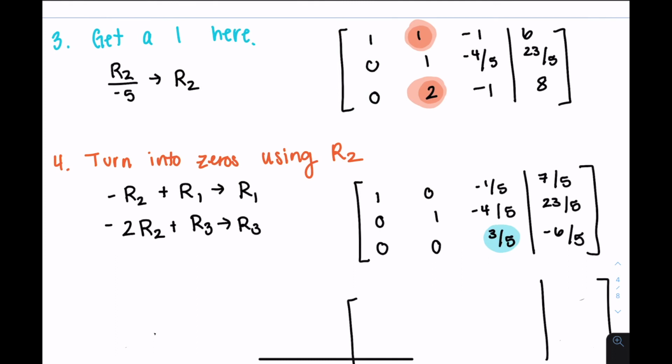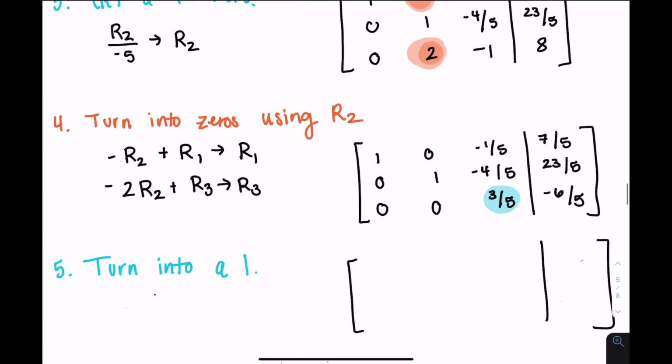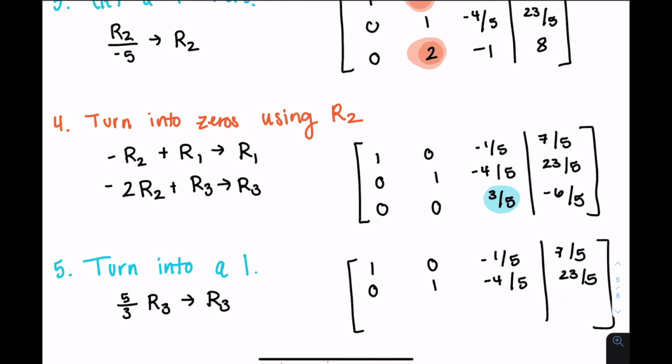Next step is to get a 1 in that last important position. So we turn this into a 1. And the easiest way is by multiplying by the reciprocal. So multiplying by 5, then dividing by 3. So my first 2 rows don't change. You still get 0, 0. 3/5 times 5/3 is 1. -6/5 times 5/3 will end up giving you -2.